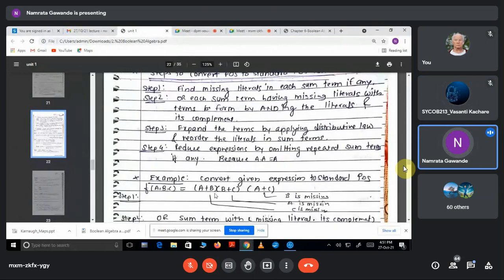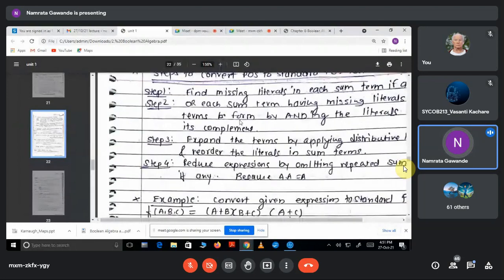Okay, in the POS forms you understood, right? So the expression, this example is given. What is given? Convert the given expression to standard POS. Now, first step is same. You have to find the missing literal. There are three terms present: A plus B, B plus C, A plus C.